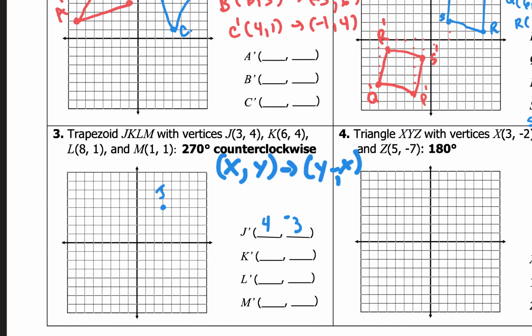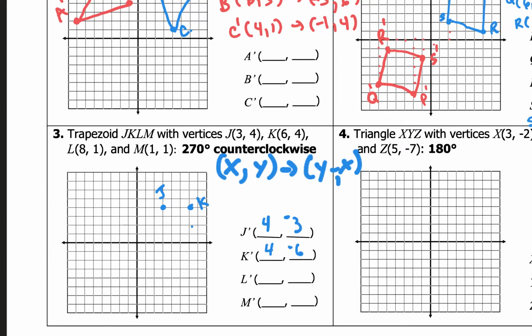K prime is 6, 4. So it's 1, 2, 3, 4, 5, 6, 1, 2, 3, 4. So that's going to be K. So now to find K prime, we switch. So it's going to be 4, 6, and this becomes negative.